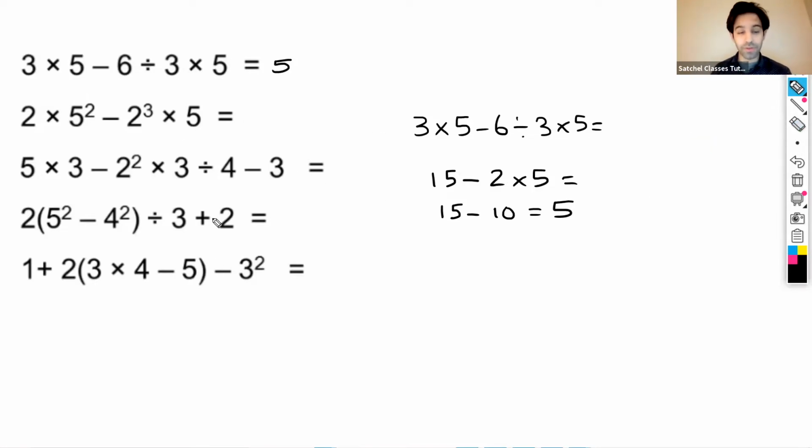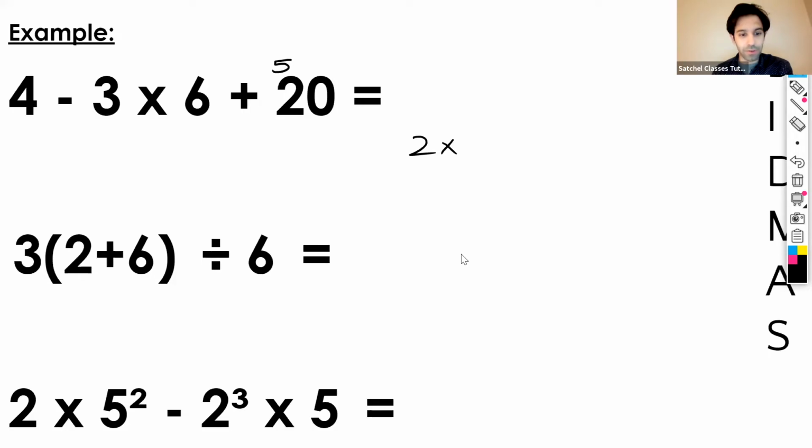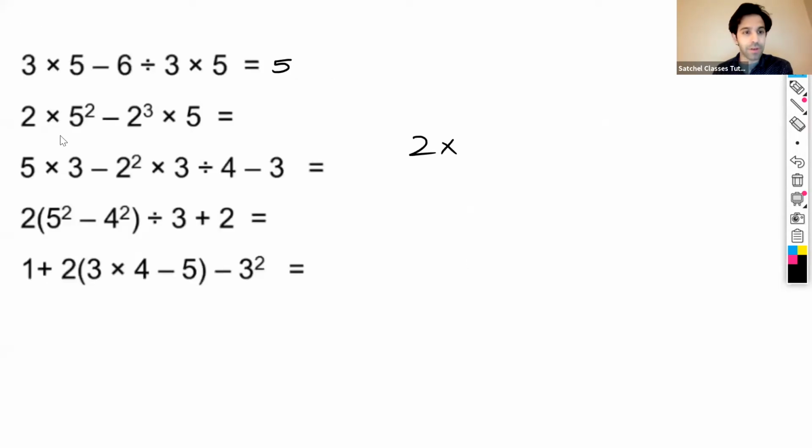Now again, if you want to pause the video and have a go, by all means do so. However, I'm going to go through the answers, so you can have a go and check your answers once you have finished. So let's write out the next one. We have 2 times 5 squared minus 2 cubed times 5. I'm just going to go back to the slide because this question looks similar to the last problem. We just did this problem on the last slide, so I'm going to skip this one. But we can do these two over here.